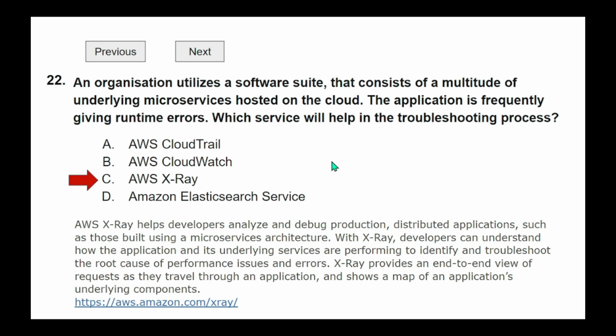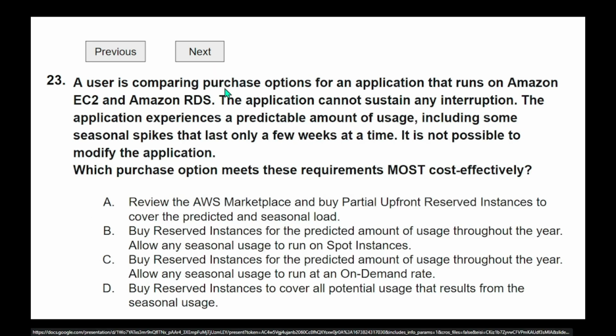X-Ray helps developers analyze and debug production, distributed applications, such as those built using microservices architecture. With X-Ray, developers can understand how the application and its underlying services are performing to identify and troubleshoot the root cause of performance issues and errors. X-Ray provides an end-to-end view of requests as they travel through an application and shows a map of an application's underlying components. Question 23. A user is comparing purchase options for an application that runs on Amazon EC2 and Amazon RDS.